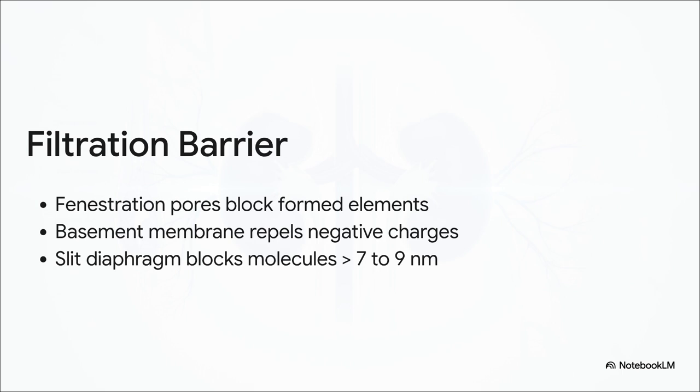Layer 2, the basement membrane. This layer has a negative charge, so it actively repels other negatively charged molecules, like large plasma proteins, just bouncing them right back into the blood. And finally, layer 3, the slit diaphragm. This is made of a really critical protein called nephrin. It sits right between the foot processes of these podocyte cells and literally acts like a physical sieve, blocking any molecule larger than 7 to 9 nanometers. It is just an incredibly sophisticated piece of biological engineering.